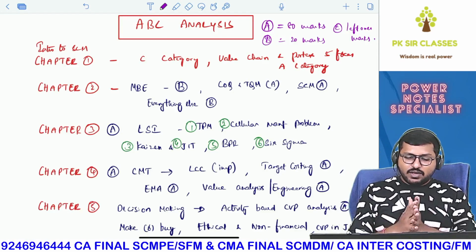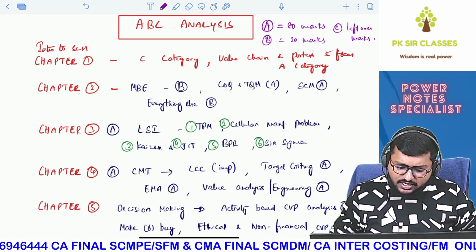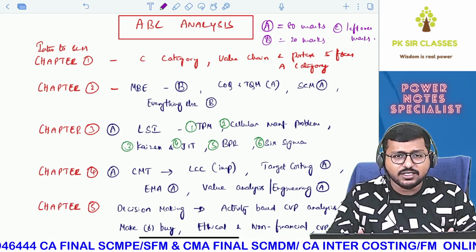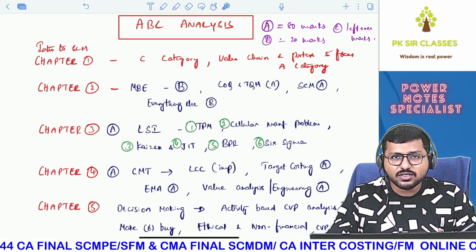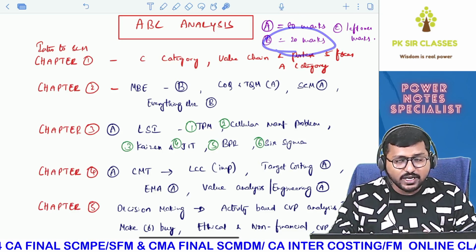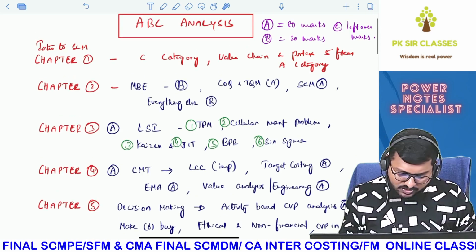Coming on to this one, as you can see, I've divided this into 3 categories, A, B and C. A category approximately will be getting somewhere around 80 marks. And B category somewhere around 20 marks, and C category the leftover marks, right? Anyways, so let's get into this straight away.